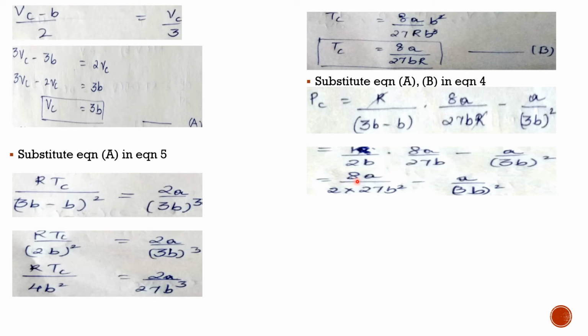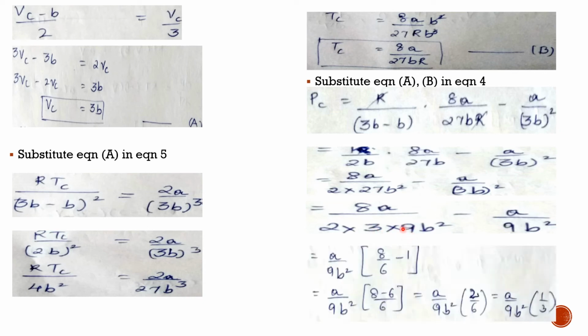We'll write this 27 as 3 into 9. So we get a by 9b square, which can be taken common. So in the bracket you have 8 by 6 minus 1. Cross multiply this as 8 minus 6 upon 6, so that will be 2 upon 6. And that will be a by 9b square into 1 by 3. So you get the critical pressure Pc as a by 27b square. Equation C.